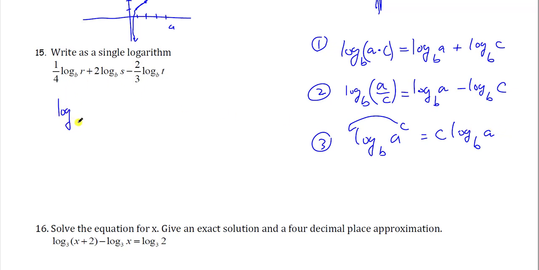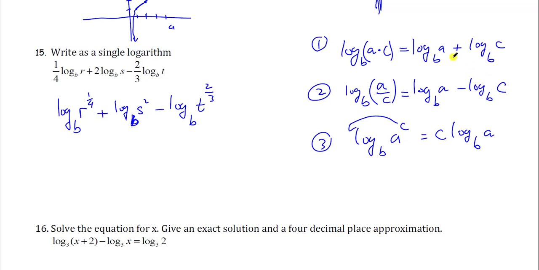Therefore, for the first term, I have log base b of r, and the 1/4 jumps back to the exponent. The same thing happens to the number 2 here, it jumps back to the exponent. This is base b, going back to s. And then also the 2 terms go back to the exponent. Now, we can see that they all have the same base b. So we can apply the properties for the addition or subtraction right here. We can see that this is the addition, this is subtraction.